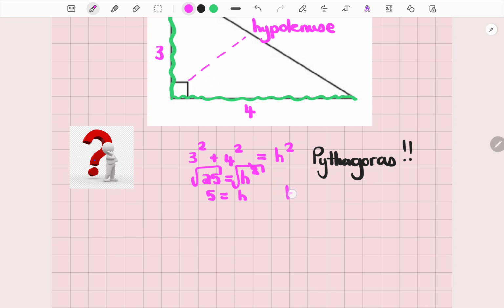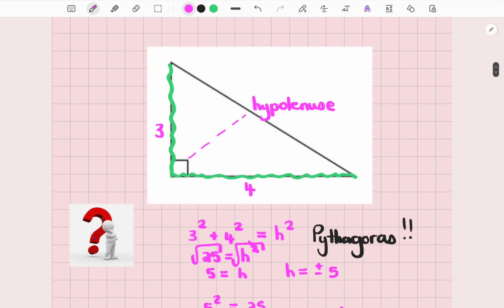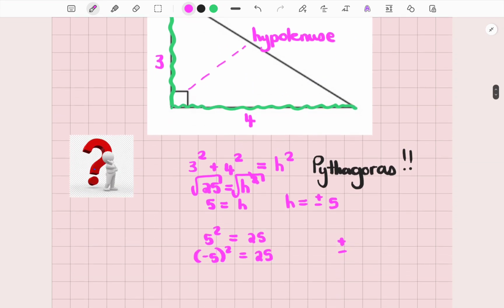But very important, you are grade 10, so we have to start noting that it's either a positive or a negative 5. Why is that? Because if I take 5 and square it, I get 25. But if I take negative 5 and square it, I also get 25. So your answer is always a positive or a negative of that number. In this case, if we were talking about distance, then distance is always positive, so I'm going to say h is 5.